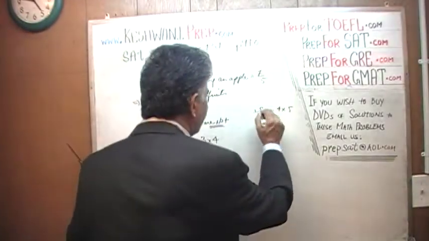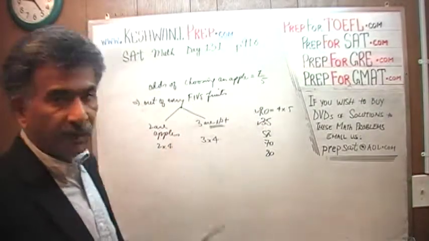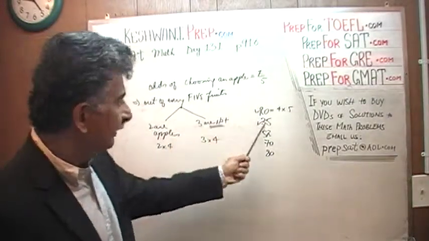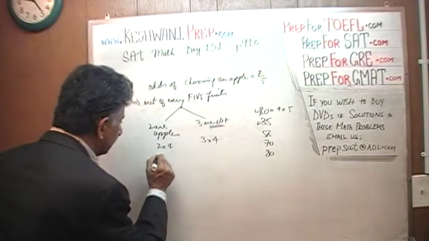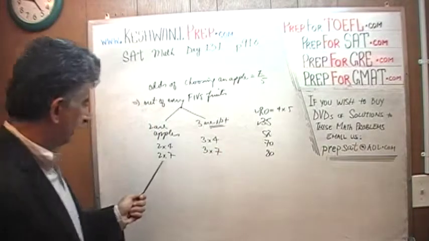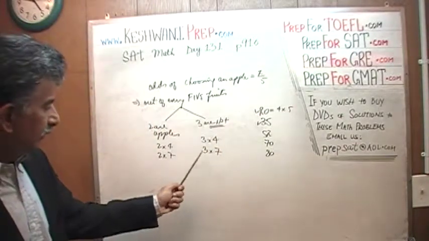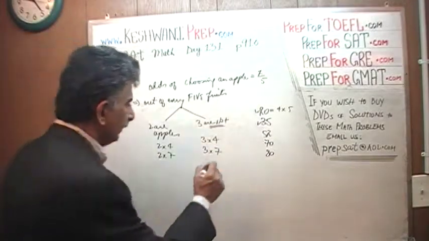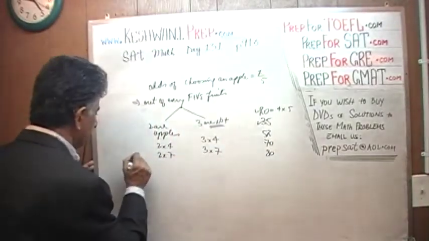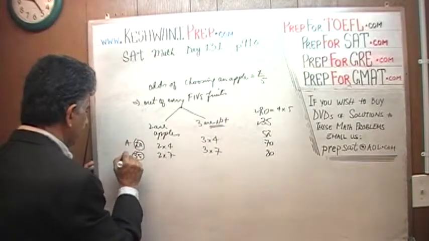It is also possible for us to have 35 fruits in the basket, because 35 is evenly divisible by 5. 35 divided by 5 is 7. So here we'll have 2 times 7 and 3 times 7. We can have 14 apples and 21 not apples. 21 and 14 add up to 35. This is the scenario of 35. This was the scenario of 20. This is A and B.